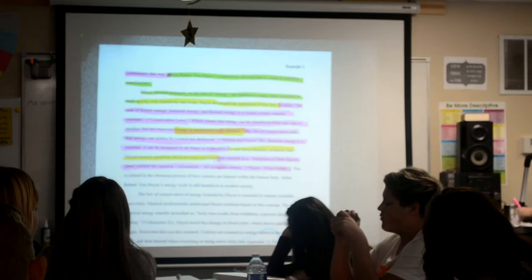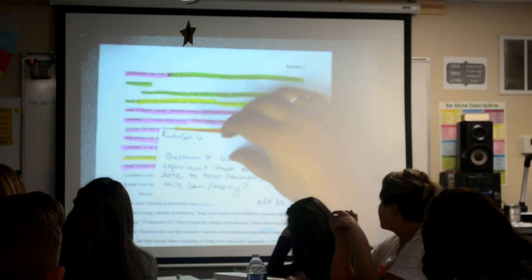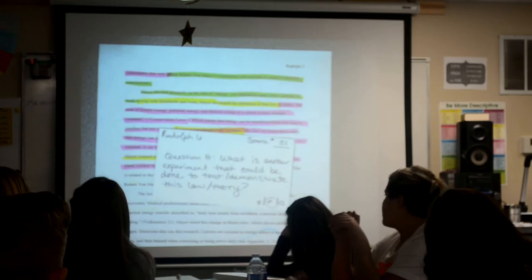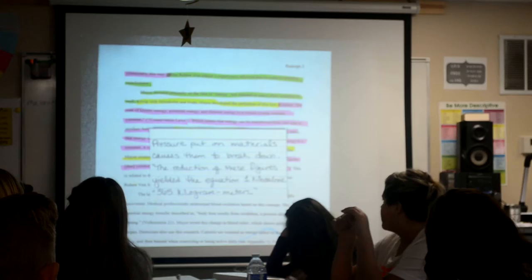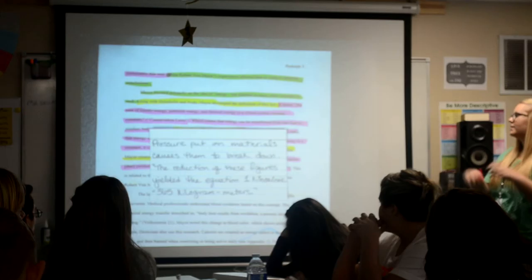So, she had question H. What is another experiment that can be done to test slash demonstrate this R theory? What source did it come from? 31. We've already used that once, right? So we know what the citation is going to look like. And her answer to this question, I want you to pay attention, because this does something a little bit funny, okay? Her answer says, pressure put on materials causes them to break down. Quote, the reduction of these figures yielded the equation 1 kilocalorie equals 365 kilogram meters.